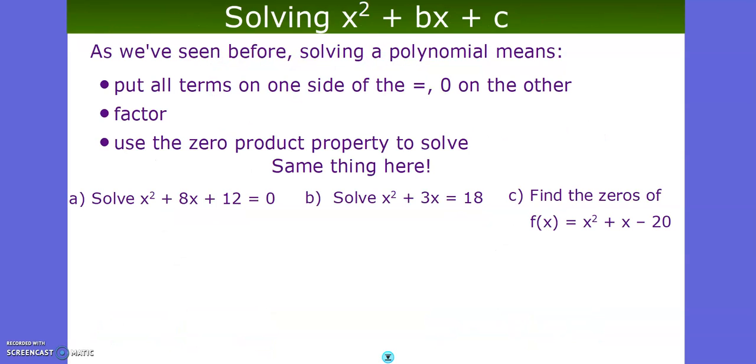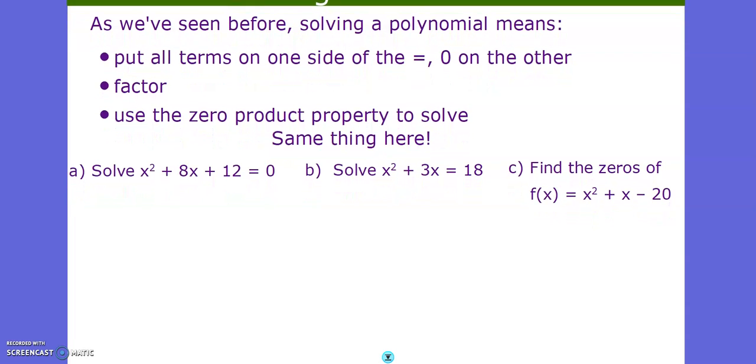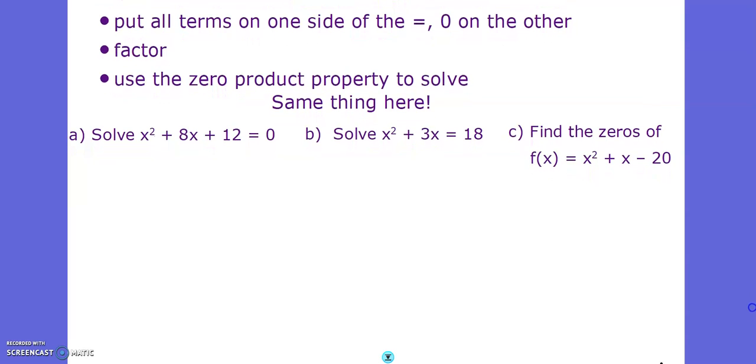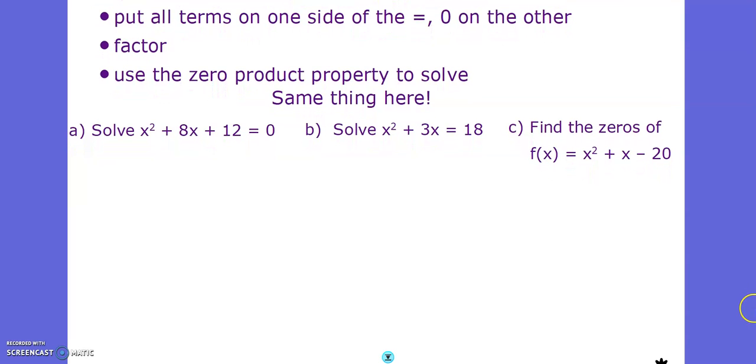We're going to put it all together now and take a look at solving these trinomials. We know that we need to put all the terms on one side and a 0 on the other. And then we factor. So we're going to go ahead and do that.